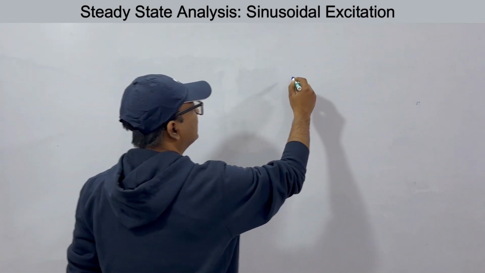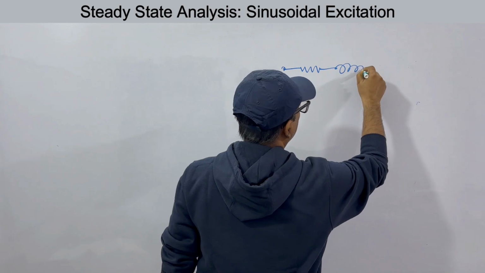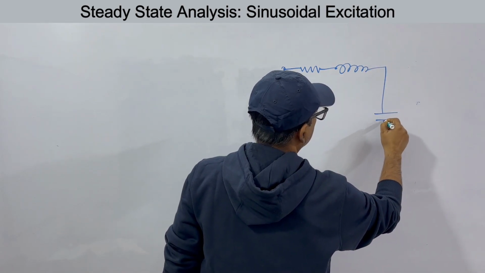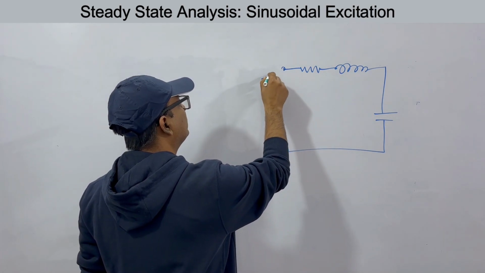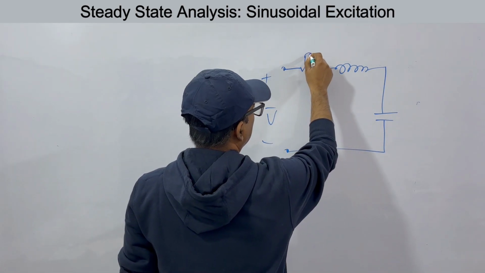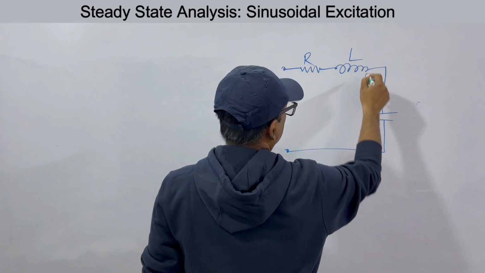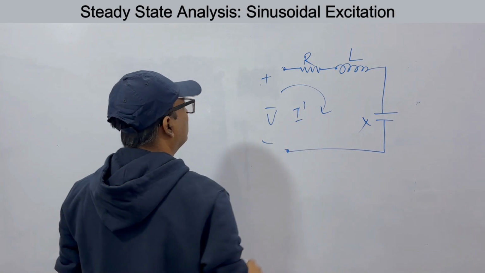For example, if this is our circuit, this is R, this is L, this is C. So we have a frequency representation. Let's say the applied voltage in phasor form is V. This is R, this is L, and this is C. Let's say this is I. So how do we write?